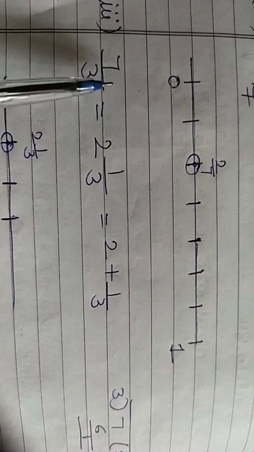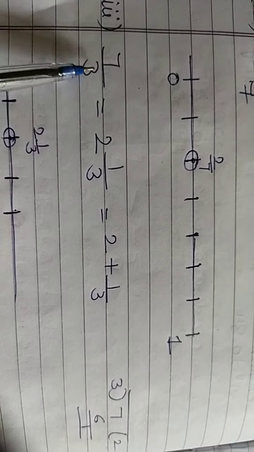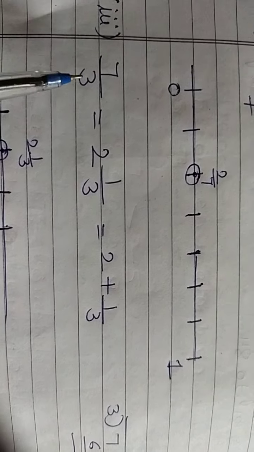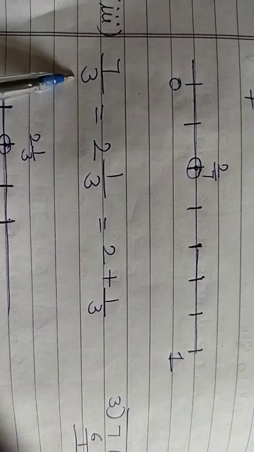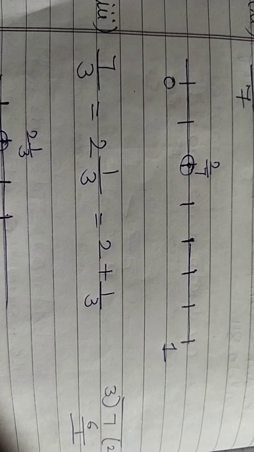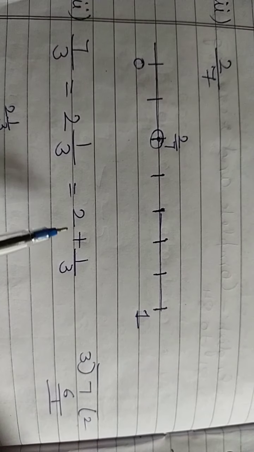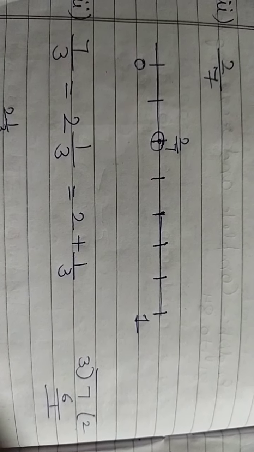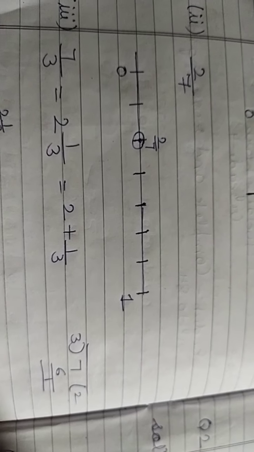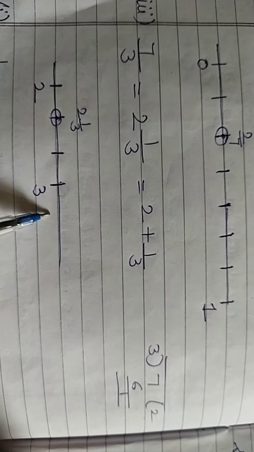The third part is 7 by 3. In this you can see that the numerator is greater than the denominator. So you will divide the given numbers. You will divide 7 by 3. Now you will get a mixed fraction, that is 2 into 1 by 3. It means your number will be 1 by third part more than 2. So your number will come between 2 and 3.